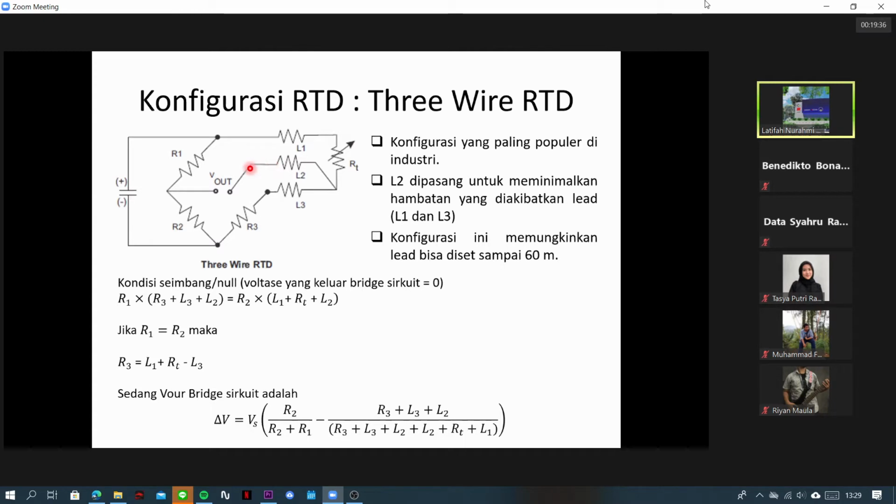How about the output voltage? The output voltage is what we are interested in. So the output voltage is basically like this. We have the reference or the source voltage. So the output voltage is here.